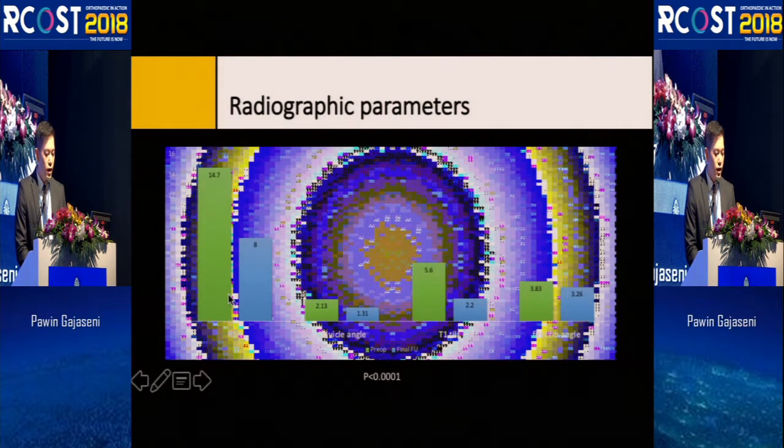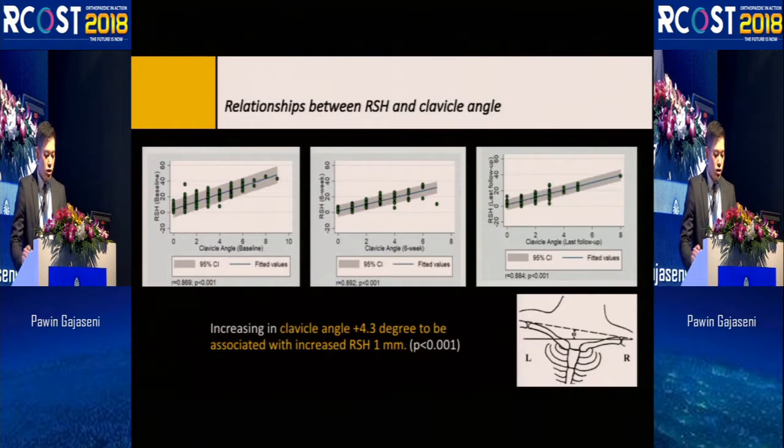So these are the radiographic parameters. The mean radiographic shoulder height is improved. This is the clavicle angle, T1 tilt, and the first rib angle. These parameters improved significantly after surgery. For the relationship between the shoulder height difference and the clavicle angle, at preoperative, 6 weeks, and the last follow-up, more than 2 years, we found a very strong correlation between the two parameters all the time.